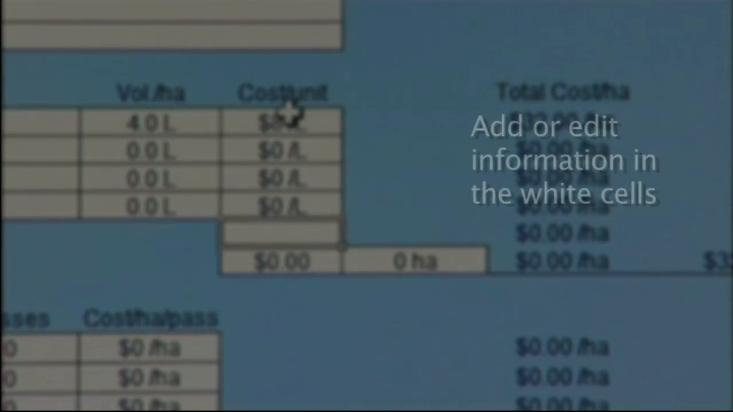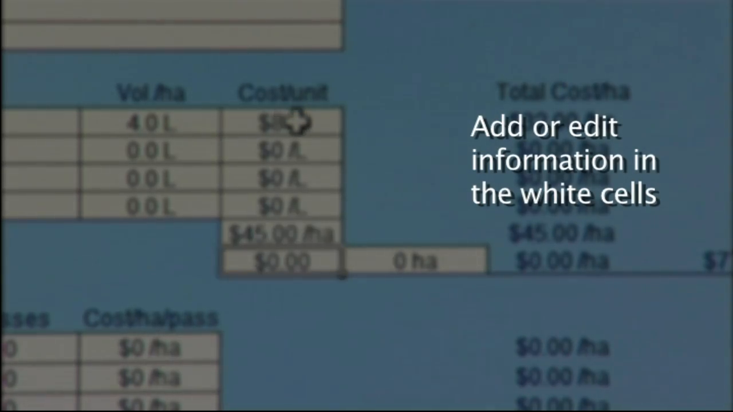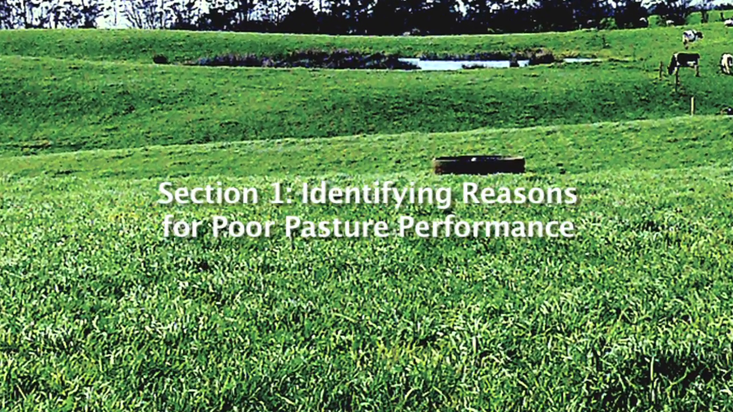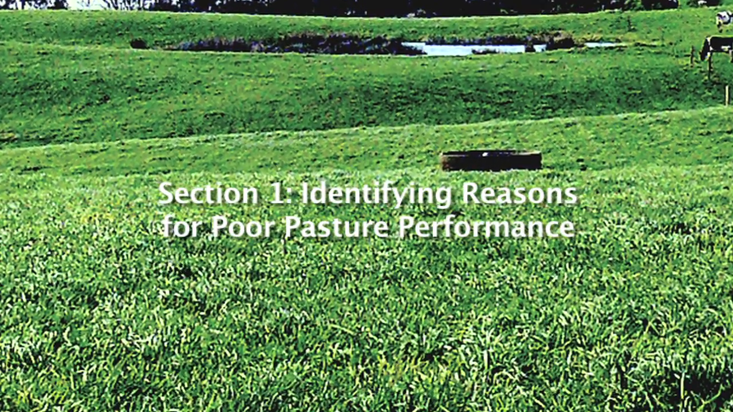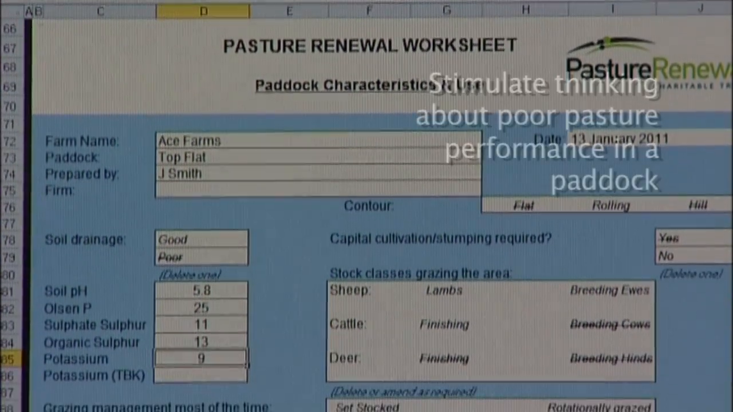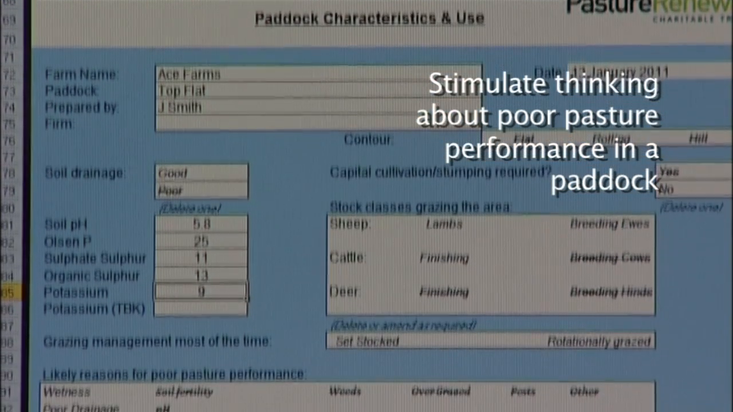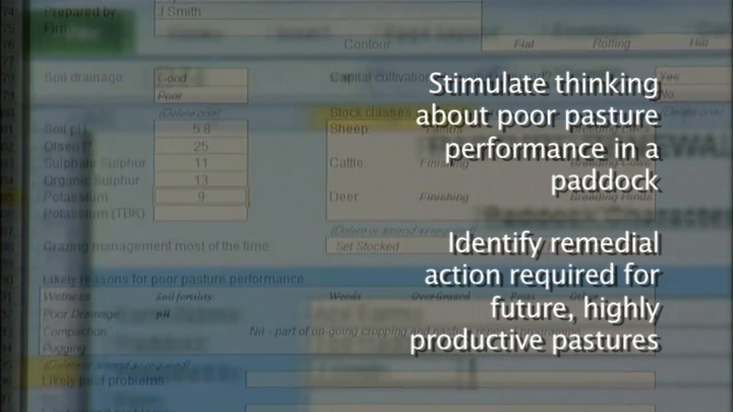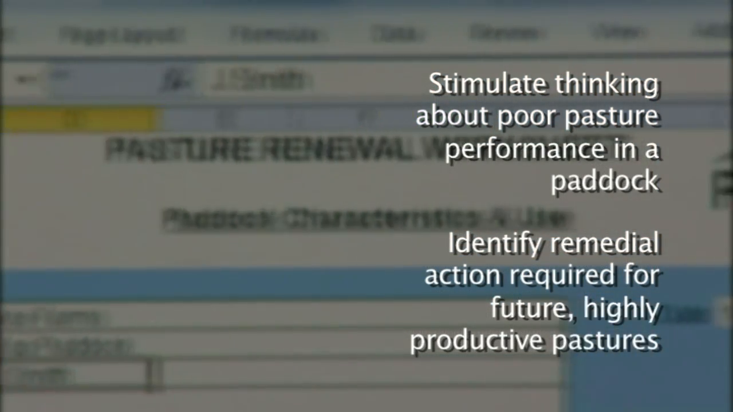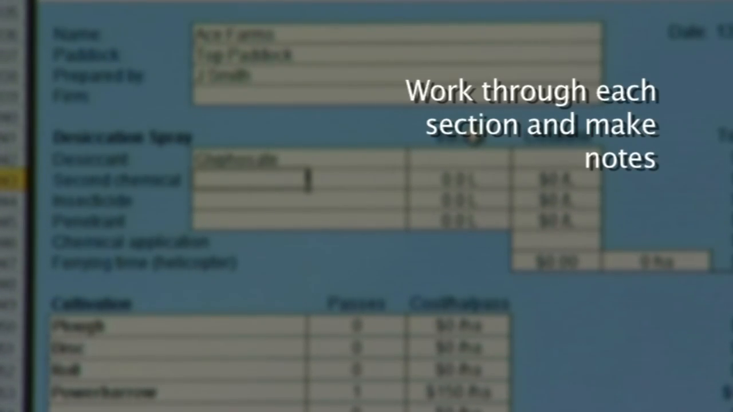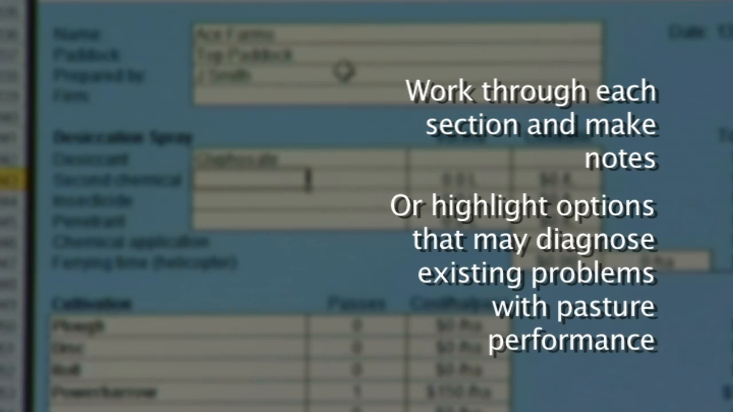In the calculator, information may be added or edited in the white cells. The first part of the calculator is aimed to stimulate the thinking required about poor pasture performance in a paddock and to identify any remedial action required for future highly productive pasture. This section does not affect the cost-benefit analysis. Work through each section on this page and make notes or highlight options that may help diagnose existing problems with pasture performance.